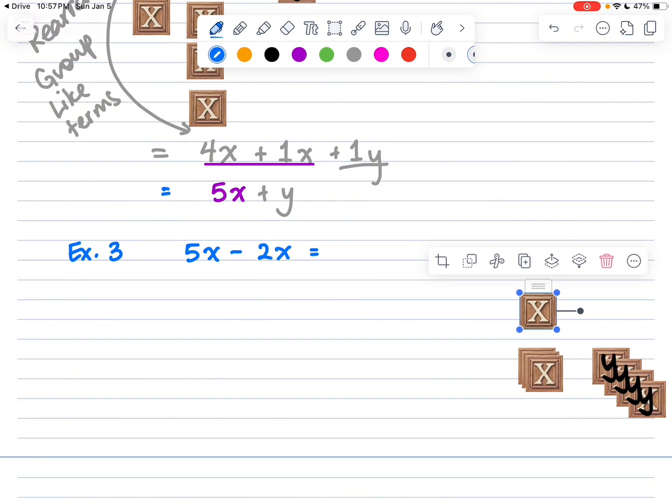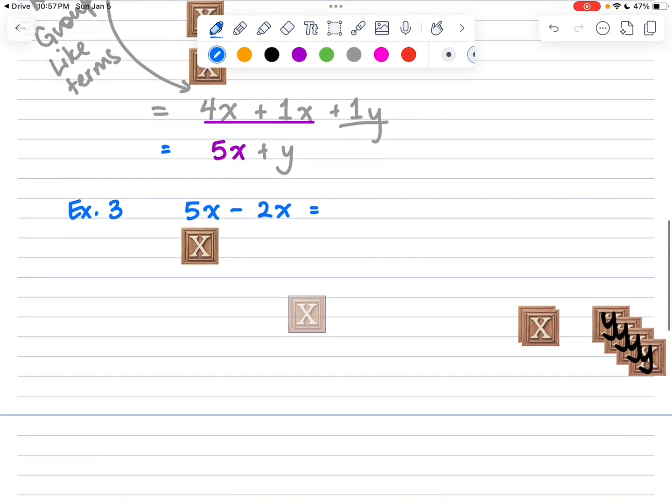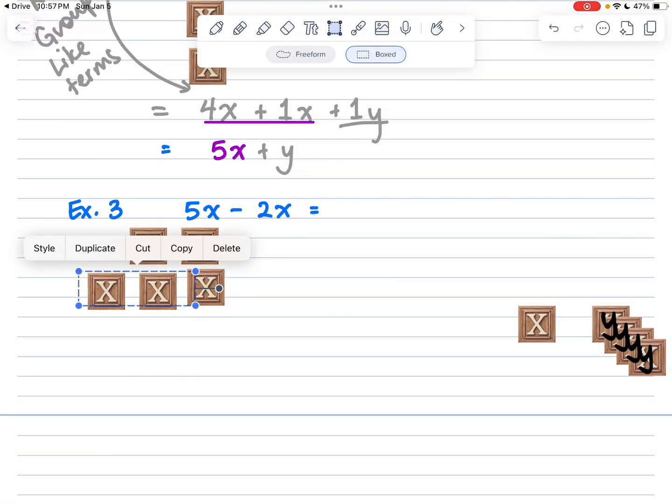What about when we're subtracting like terms? So I have a question here where I have, let's take 5 x's. Okay, so I've got 5 x's here.